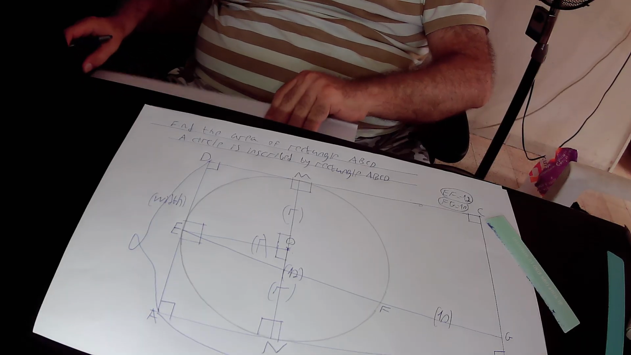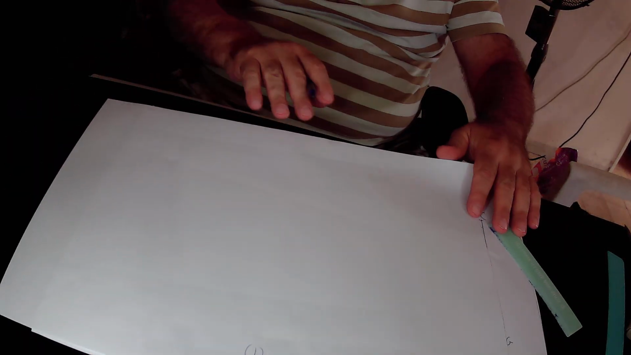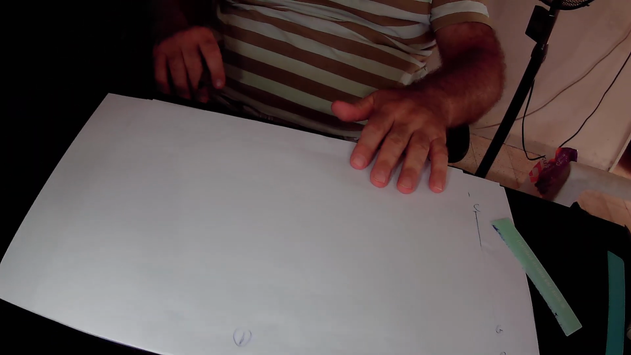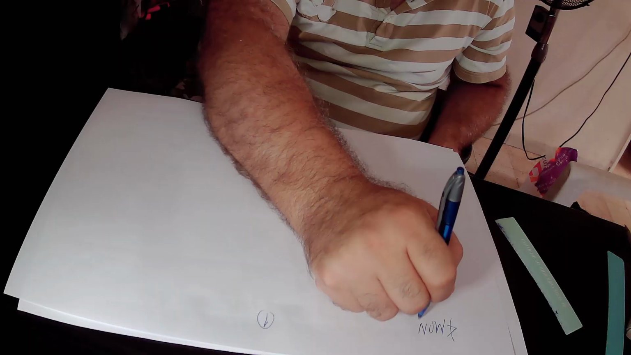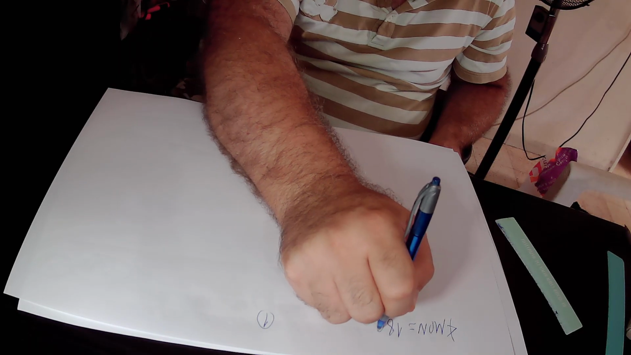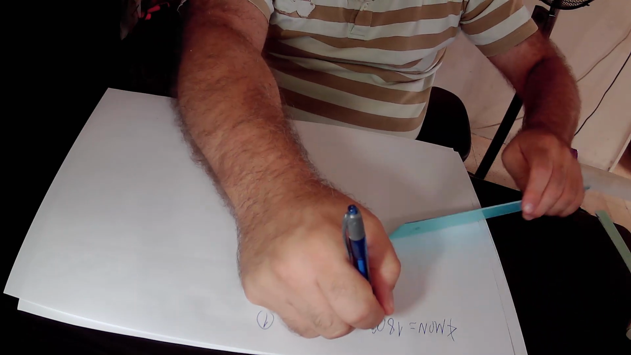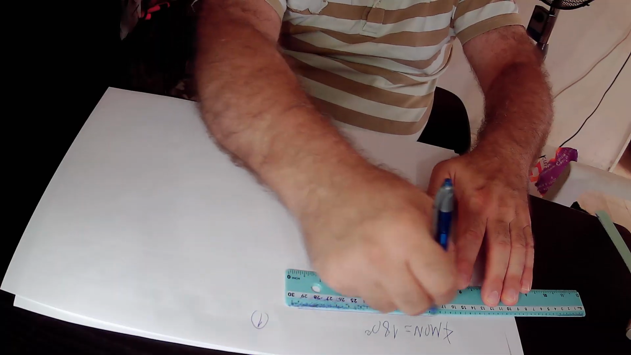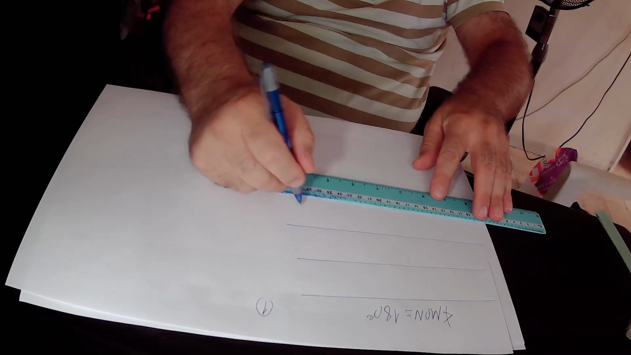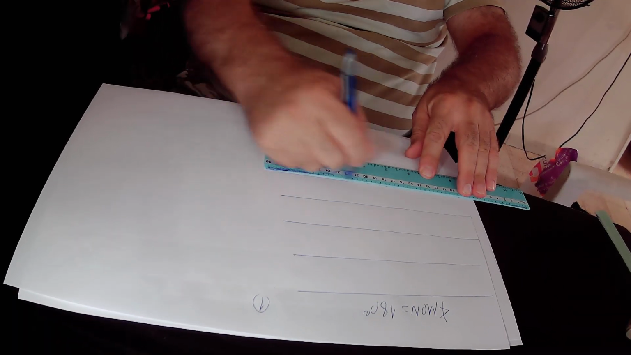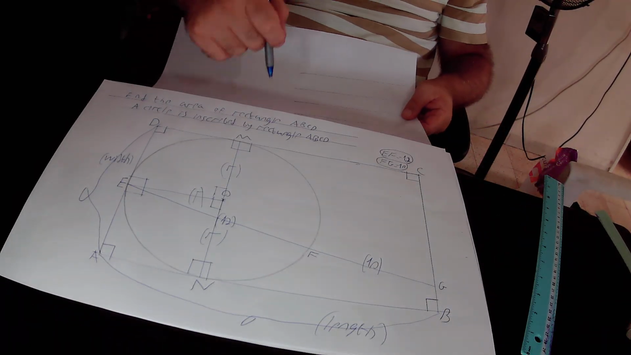So I write it down. Angle MON is equal to 180 degrees in its size. And we know that any angle that is equal to 180 degrees in its size is defined as a straight line. Therefore, line segment MON is a straight line.